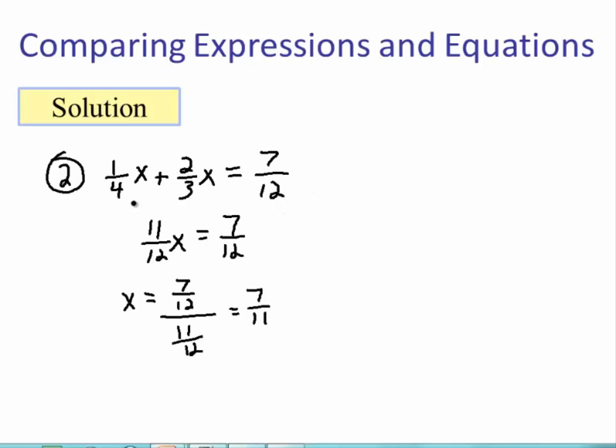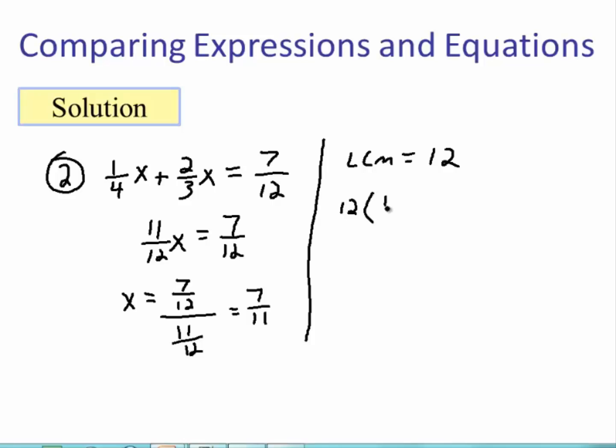But because this is an equation, one trick to solving equations that involve fractions is to multiply everything by the least common multiple. If we do that, we eliminate all the fractions. So that's what I'm going to do here. The least common multiple for 4, 3, and 12 is 12. So if we multiply every single term by 12, we can eliminate the fractions.